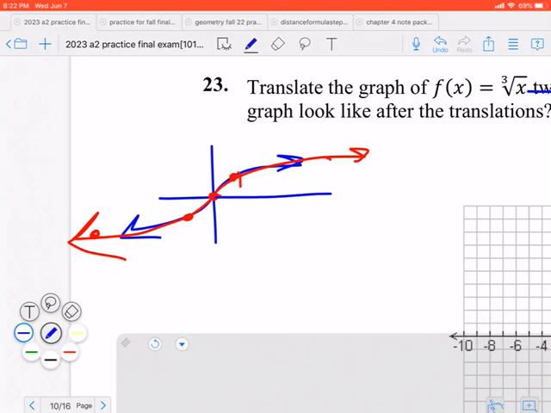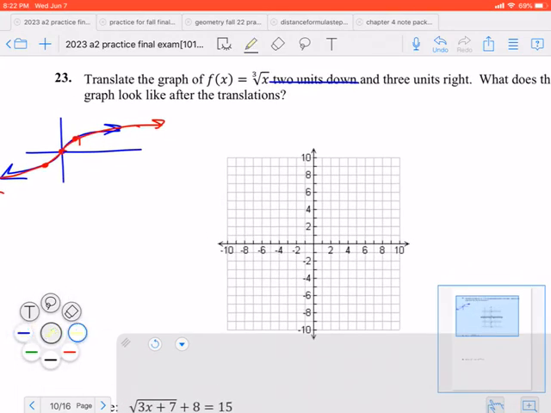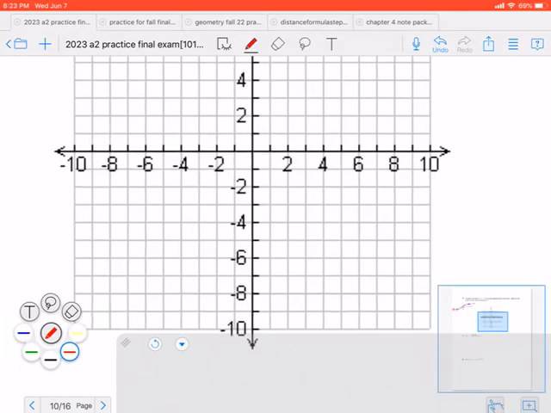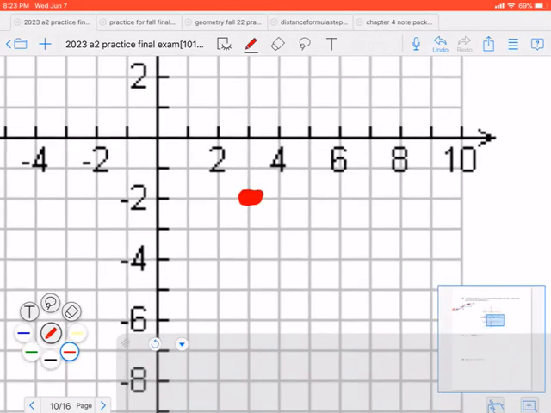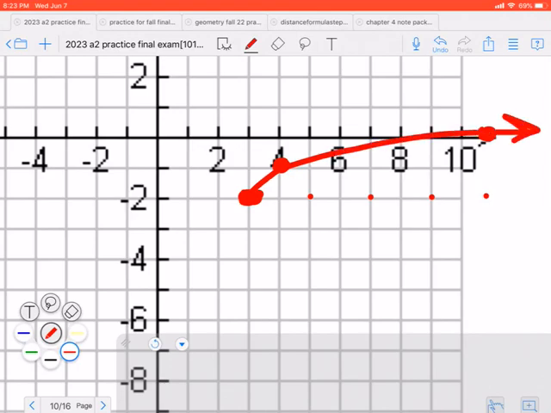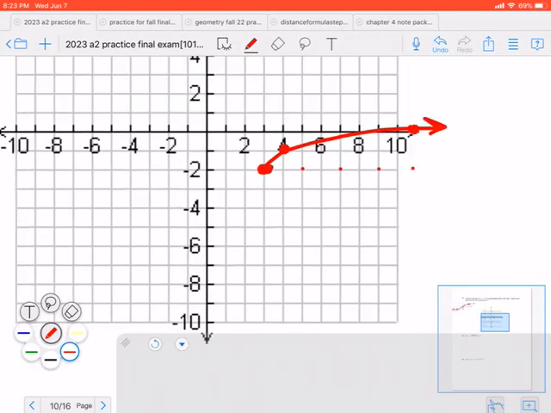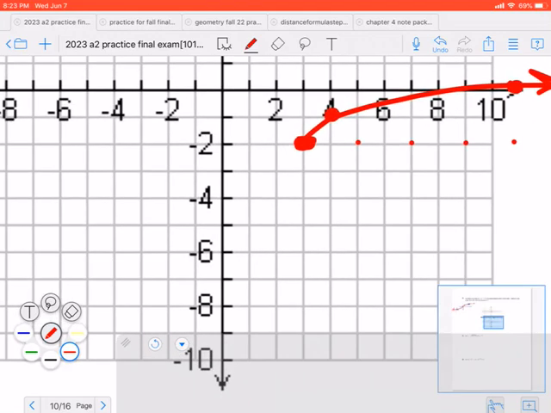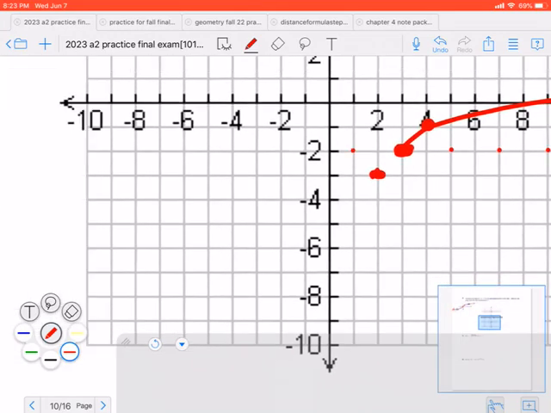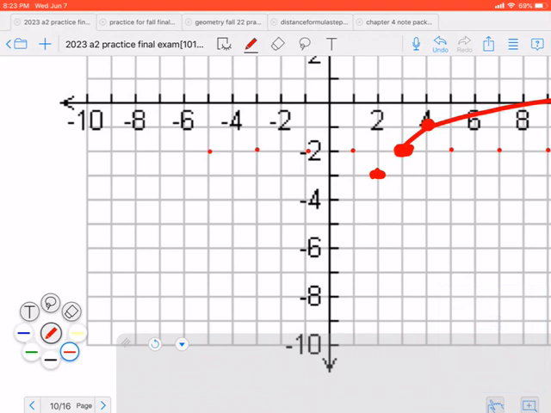And that's our parent. So now we're moving that. So I'm going to do it from that inflection point there. I'm going to move it 2 units down and 3 units to the right. 2 down, 1, 2, 3 to the right. So that's my new inflection point. So it goes over 1, up 1, over 2, 4, 6, 8, up 2. This is the right leg. And then the other side does that, but down and to the left. Over 1, down 1. Over 2, 4, 6, 8, down 2.